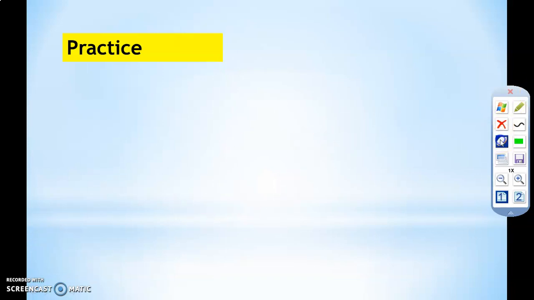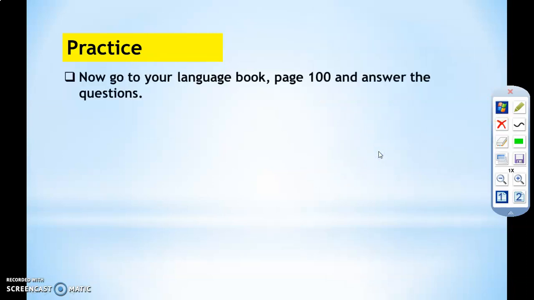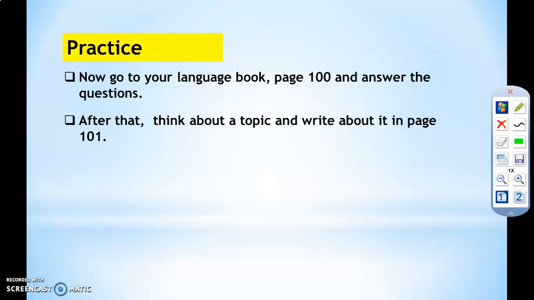Practice. What will we do in practice? Let's see. For practice now, you must go to your language arts book. Take page 100 and answer the questions that you have there, okay? After that, you should think about an interesting topic and follow the steps and the tips that we saw before, and write about it. That should be done on page 101.